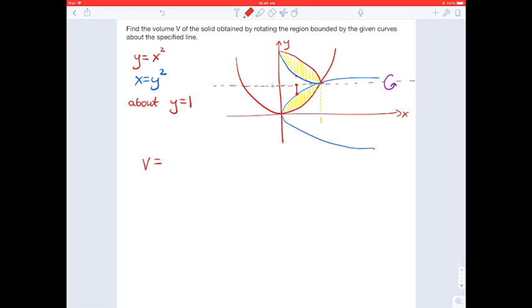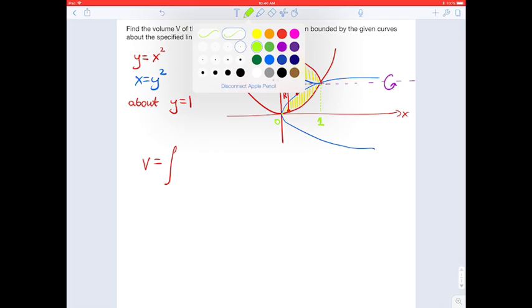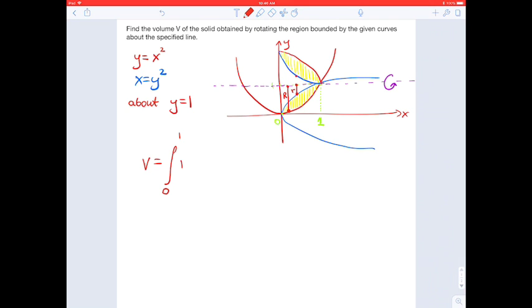This part will give me the inner radius, and this distance will give me the outer radius. And the formula for the volume is an integration, of course, from 0 to 1, because that's how my yellow lines, the slicing, go. And we do have pi R squared minus pi r squared with respect to x, because the horizontal line y equals 1 is parallel to x. That means everything is in terms of x.